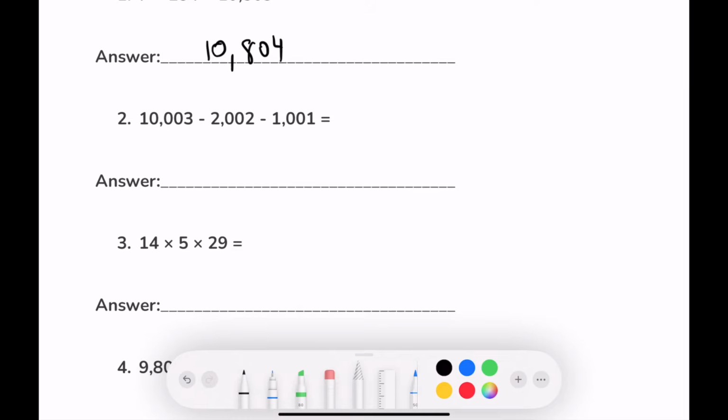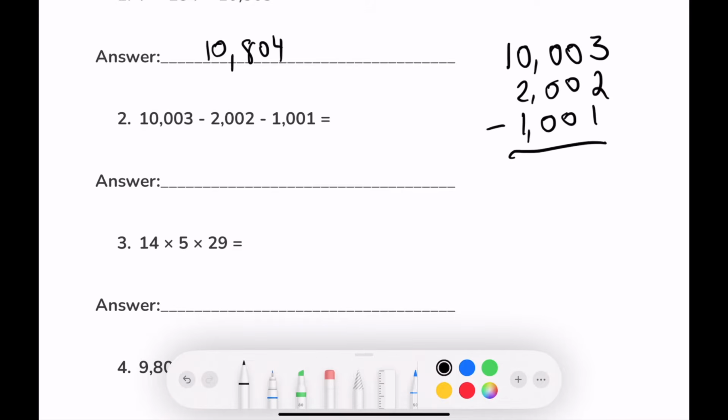Now let me clean this up, and we'll take this out, and we'll move on to number 2, where again I see a string of numbers that this time are subtraction. So let's take this and write the 10,300 up top. We have 2,002 below that, and we have 1,001. Again, this is a subtraction problem, so we have 3 minus 2, that's 1, minus 1 is 0. Looks like we are going to bring these down, same with these. Add the comma, and then we have 10 minus 2 is 8, minus 1 is 7. So our difference, or the final answer, is 7,000.